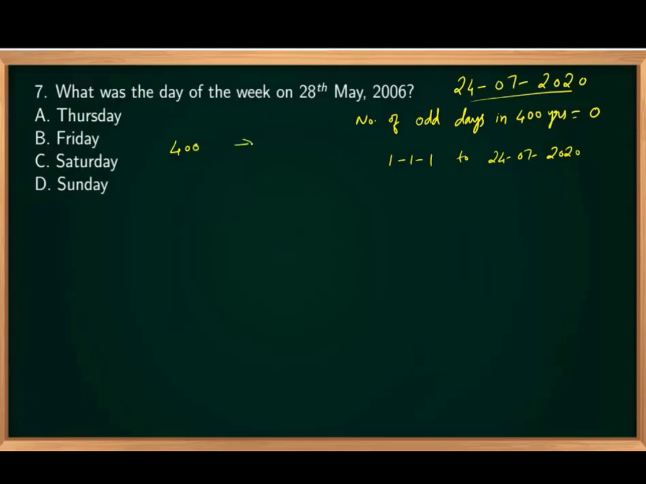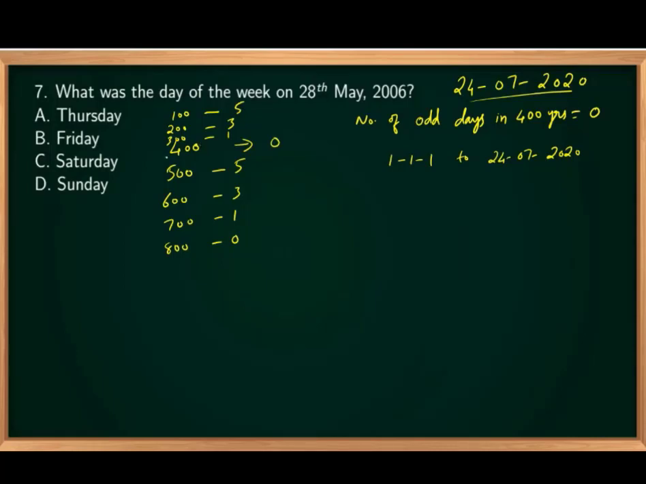400 years, first 400 years, 0. First 100 years, it is 5 days. Then 200 years, it is 3 days. 300 years, it is 1 day. Then 400, it is 0. 500, it will be 5 days. 600, it will be 3 days. 700, it will be 1 day. 800, it will be 0. That means it is just cyclic: 5, 3, 1, 0.